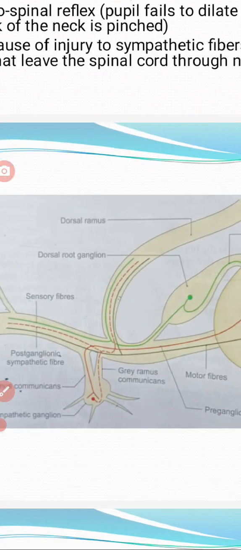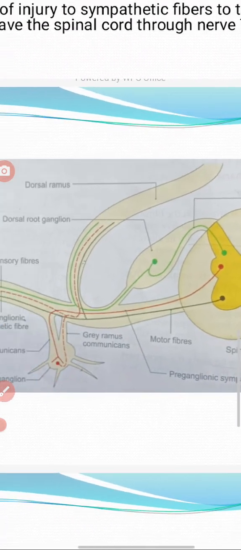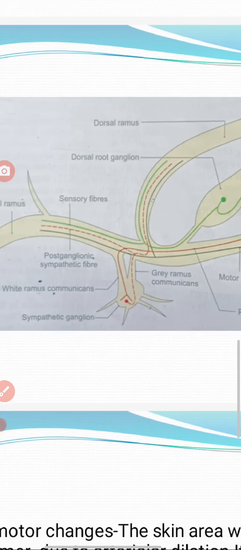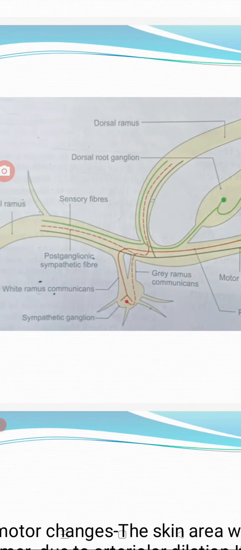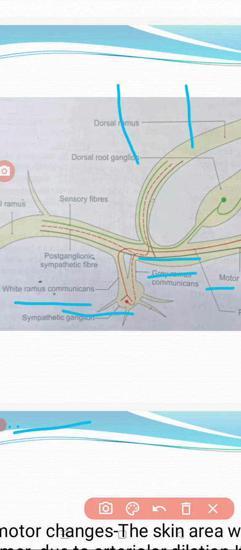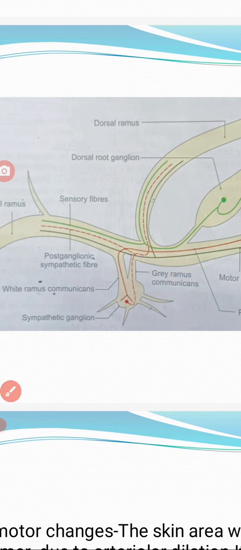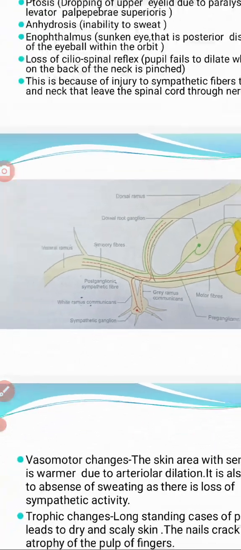This figure shows the transverse section of the spinal cord, the dorsal root ganglia, and the two rami communicantes, the white ramus communicans and the gray ramus communicans. The white ramus contains the preganglionic fibers, and the gray ramus contains the postganglionic fibers.